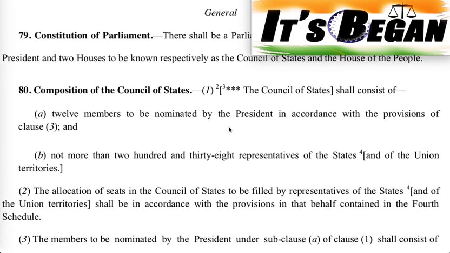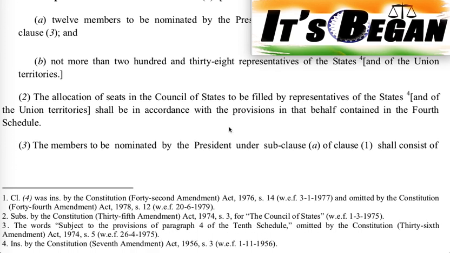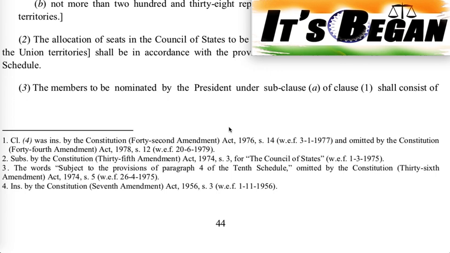Article 80, Composition of the Council of States. Clause 1: The Council of States shall consist of Subclause A, 12 members to be nominated by the President in accordance with the provisions of Clause 3, and Subclause B, not more than 238 representatives of the states and of the Union territories. Clause 2: The allocation of seats in the Council of States to be filled by representatives of the states and of the Union territories shall be in accordance with the provisions in that behalf contained in the Fourth Schedule.